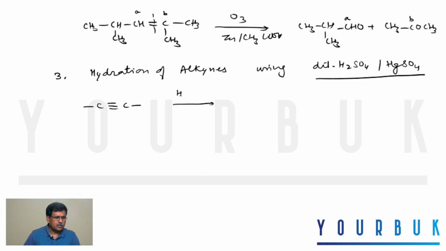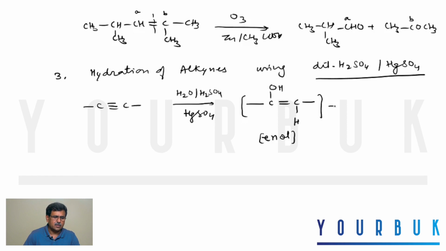and we are adding water to this in the presence of sulfuric acid and mercuric sulfate, H adds to one carbon and OH adds to the second carbon of the triple bond, and it gets converted into the enol form. En means double bond and ol means alcohol, and both are at the same carbon. That's why this is called enol. Enols are generally unstable. They undergo tautomerism to form a carbonyl group. So this double bond shifts to this side, and H shifts to this side.